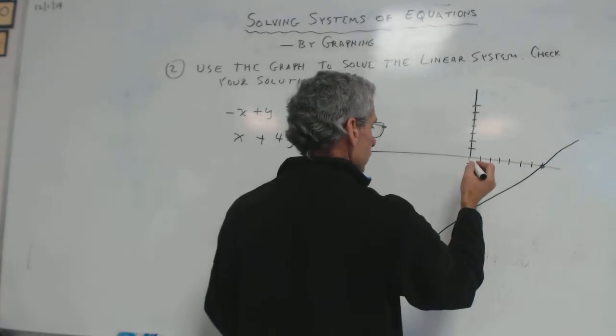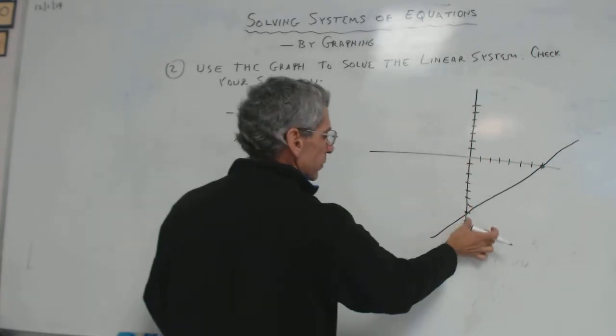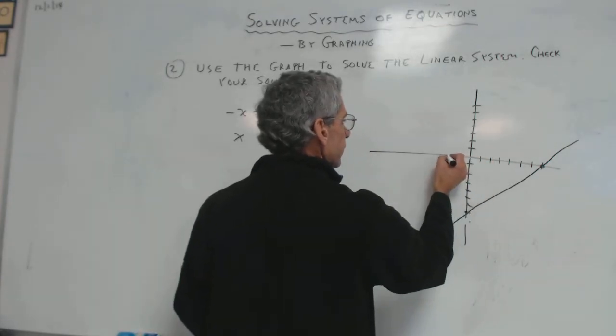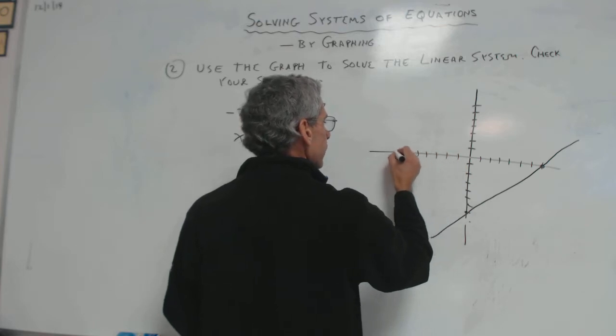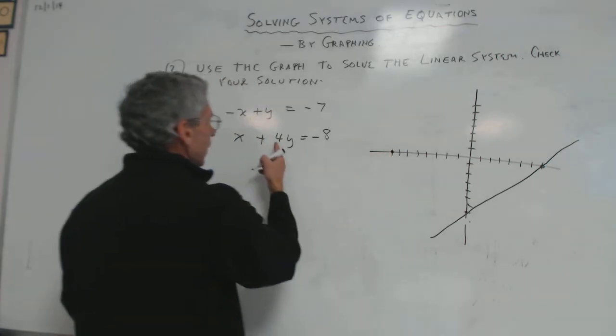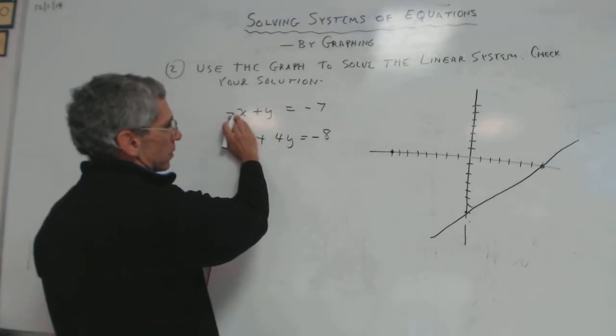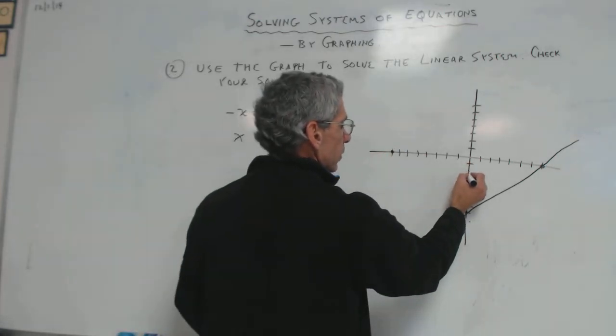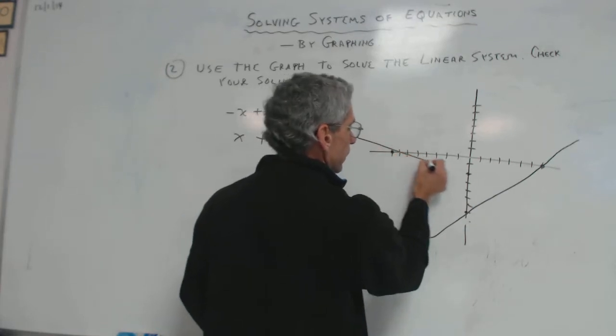Sorry. X is negative 8, 2, 3, 4, 5, 6, 7, 8. I can't believe you guys let me do that. X is negative 8, right? And y is negative 2, right? Boom. Okay, so now I draw my line this way.